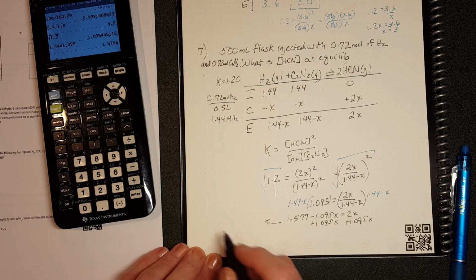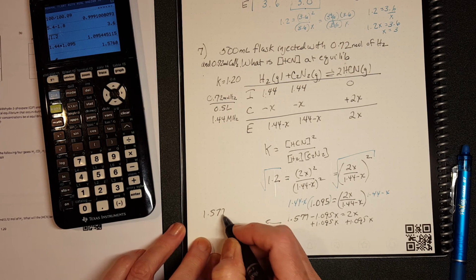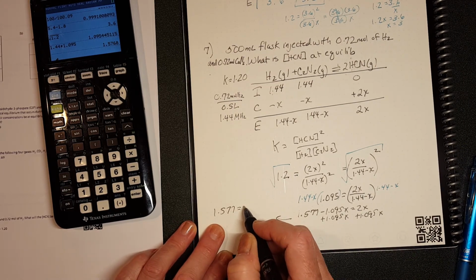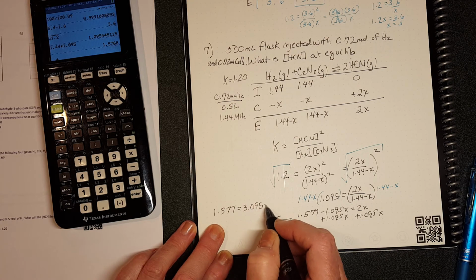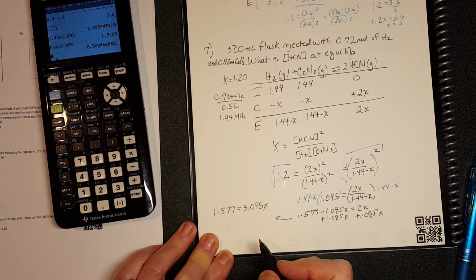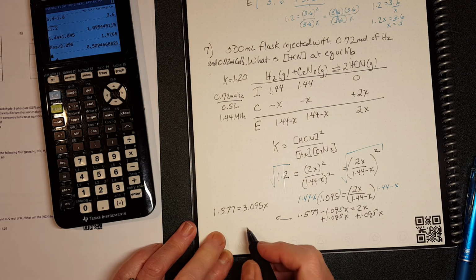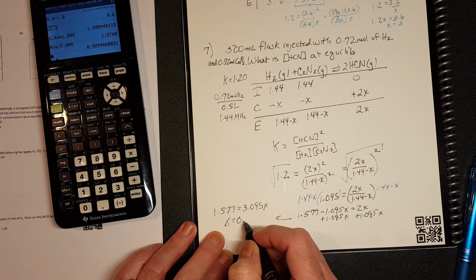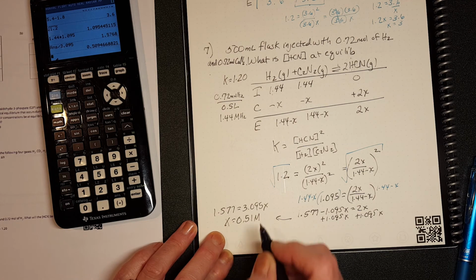And we get 1.577 is equal to 3.095x. And so divide both sides by 3.095. And we get x is equal to 0.51 molarity.